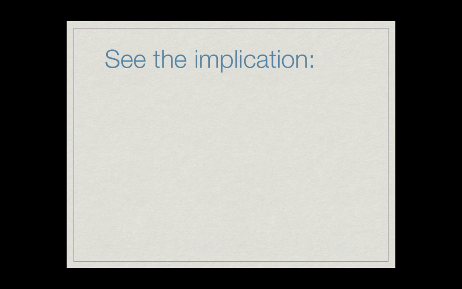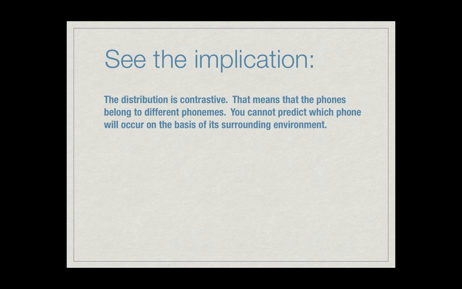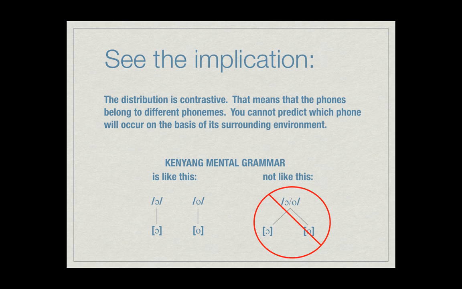Again, it's important to understand what this means in terms of the phonological system of Kenyang. Since the phones are in contrastive distribution, it is impossible to predict which phone will occur simply by looking at the surrounding phonetic environment. That is because there is no phonetic environment which conditions these phones. They each belong to different phonemes. That means that the mental grammar of Kenyang speakers is like this, and not like this. And that is how to perform a phonological analysis.